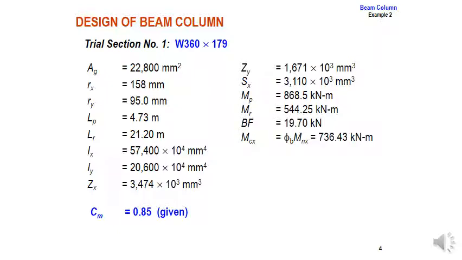For your ease or convenience, you can list the data for the W360 179 section, all of the corresponding values that may be used at later stages for the calculation of the different factors and parameters. Your CM is 0.85, it is given. This will reduce your calculations, as you do not need to calculate CM.